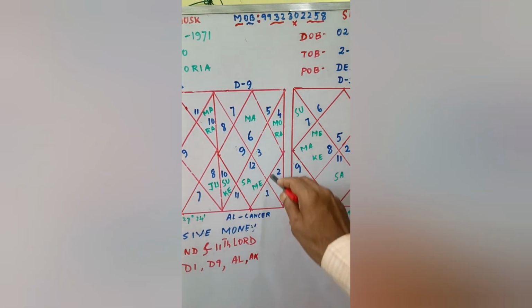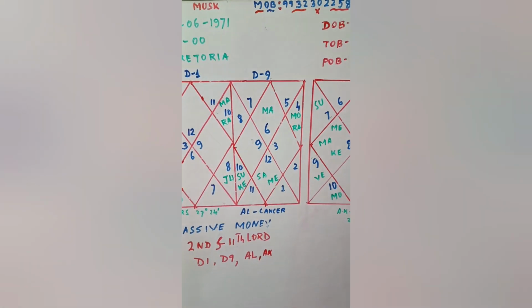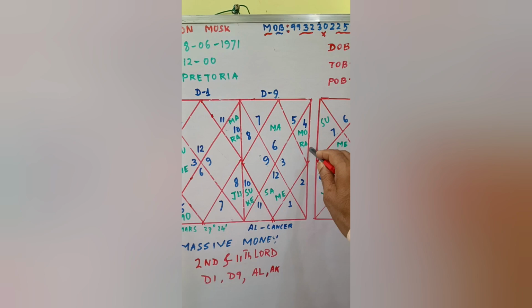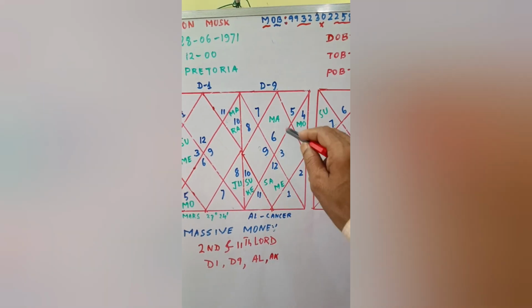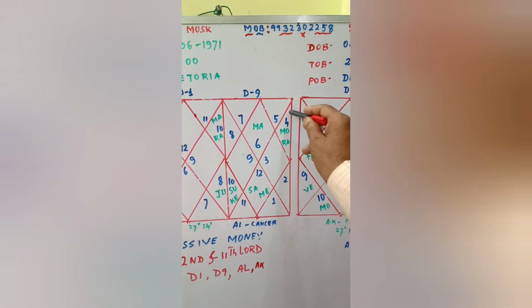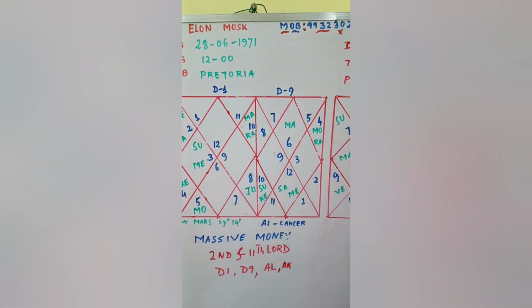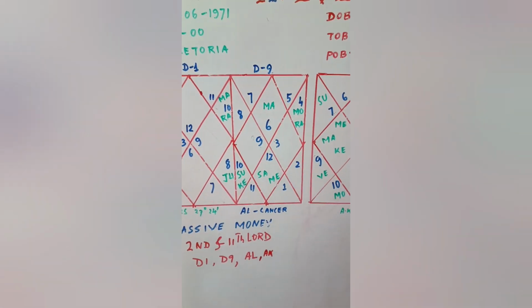In the D9 chart also, the 11th house Lord Moon is placed in his own sign. And in both the charts, D1 and D9, Rahu is placed in the 11th house. So it is Vargottama Rahu there. And the 11th house in both the charts is very strong for earning. So this is the 11th house.